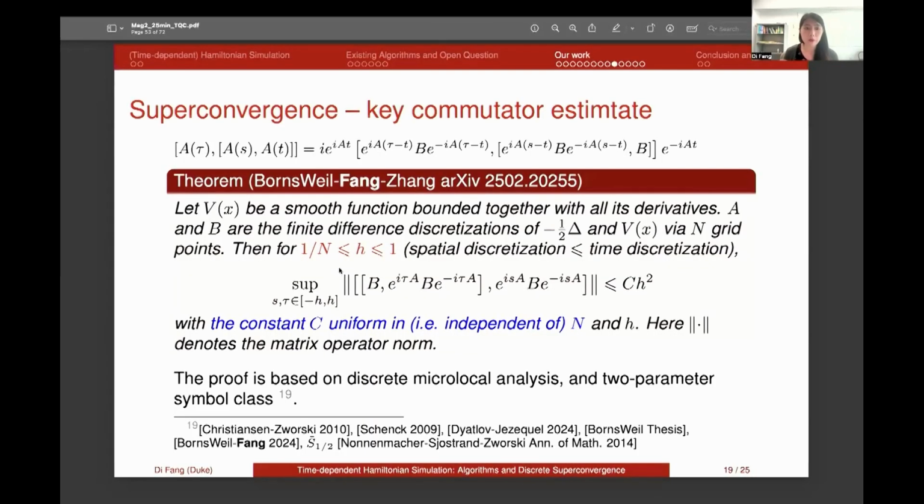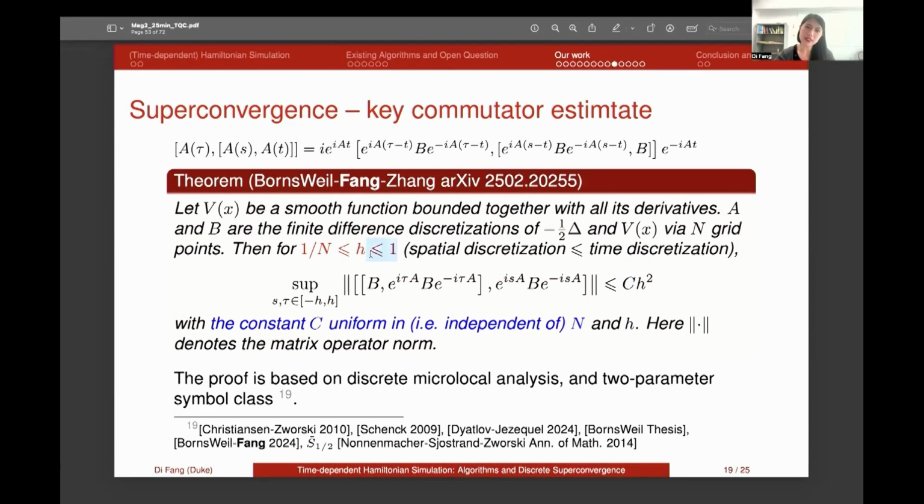It turns out we proved this very surprising result using high-level mathematical tools, where we designed a new framework combining the discrete microlocal analysis with two-scale symplectic calculus. The point is that we can prove that this nested commutator scaling actually gives you another h squared, which makes the second order fourth order. On top of that, as long as this condition is satisfied, the constant is totally uniform in terms of n. So this is what we were able to show.